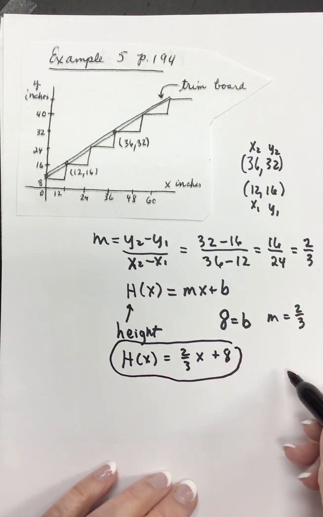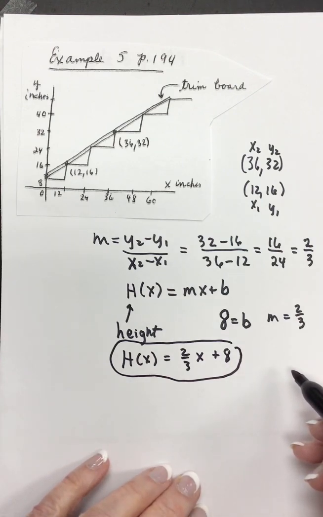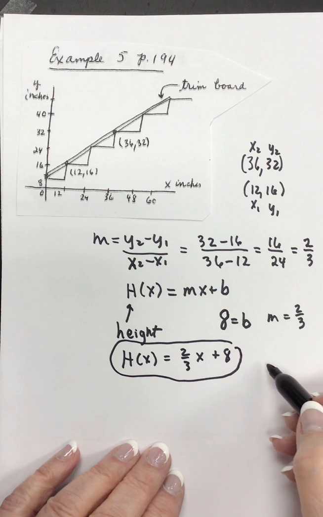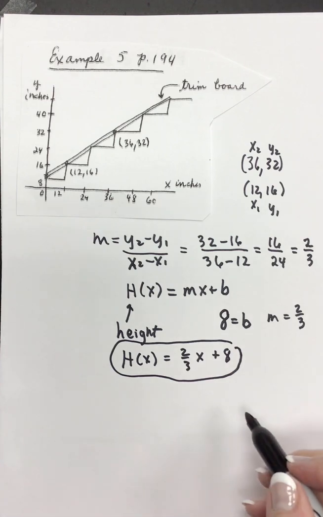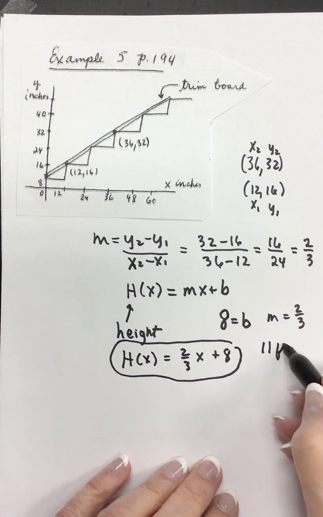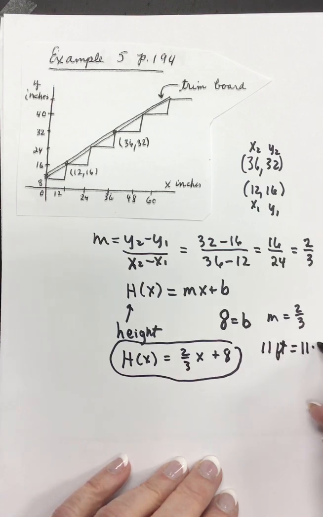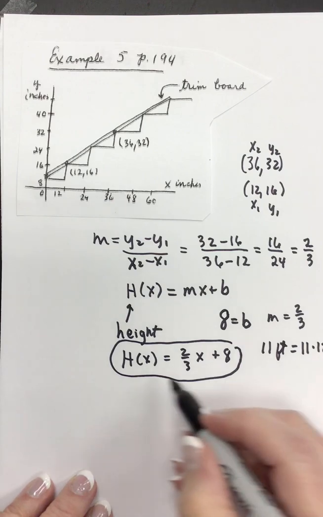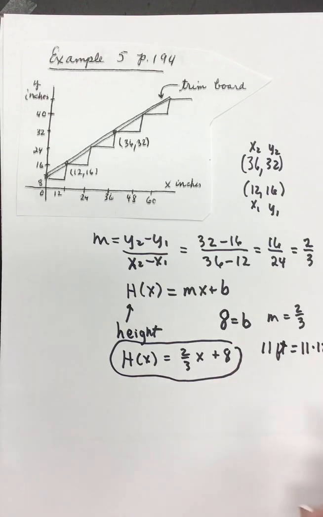So that gives me my function. And then it says the space for the staircase is 11 feet wide. How high does the staircase reach? Okay, so x is measured in inches. So we have to change the 11 feet into inches first. So I have 11 feet. How do I change feet to inches? I multiply by 12, so 11 times 12 gives me 132 inches wide. So that's what I plug in to find the height then, right? I plug in that x.